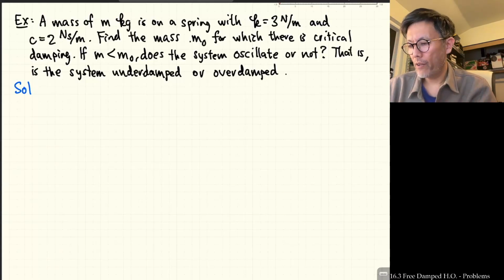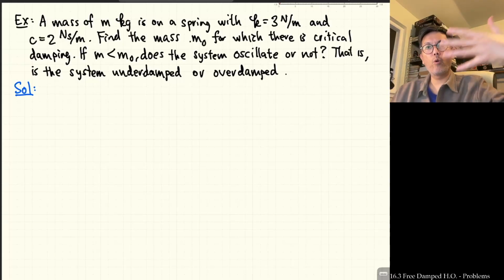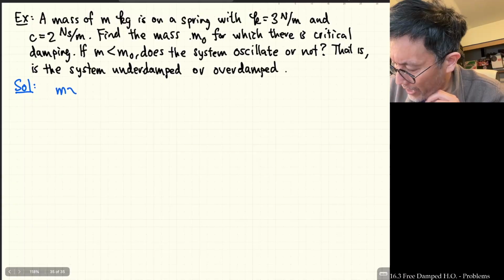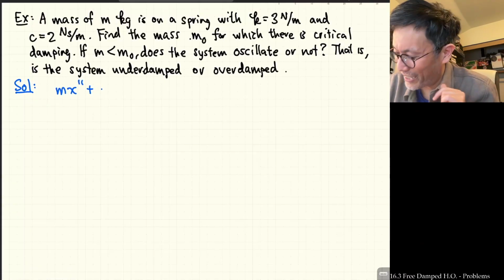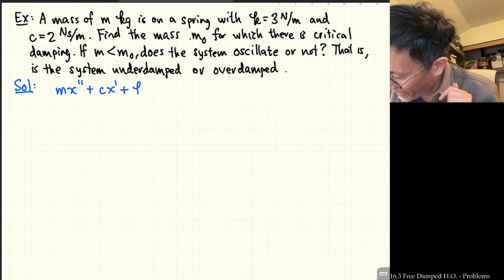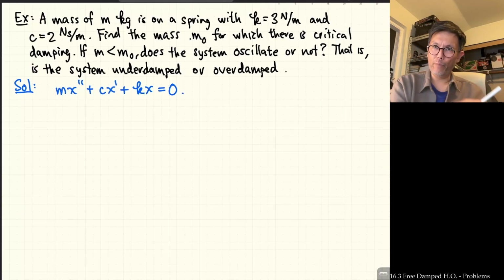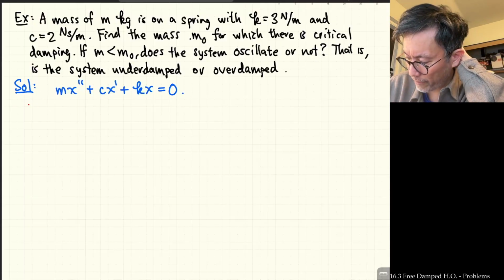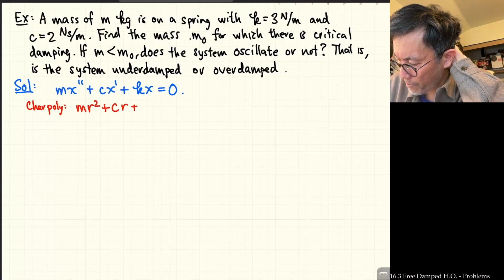I do remember how we derived the original differential equation for the harmonic oscillator. That was m x double prime plus c x prime plus k x equals 0. This is my free damped harmonic oscillator. And what I know is that the characteristic polynomial for this is m r squared plus c r plus k.